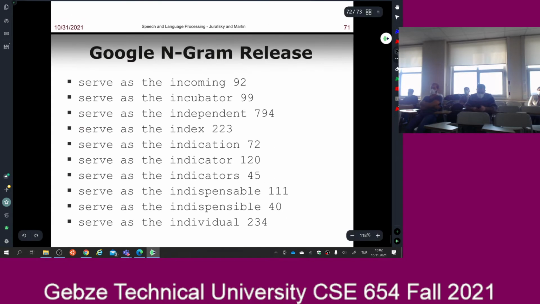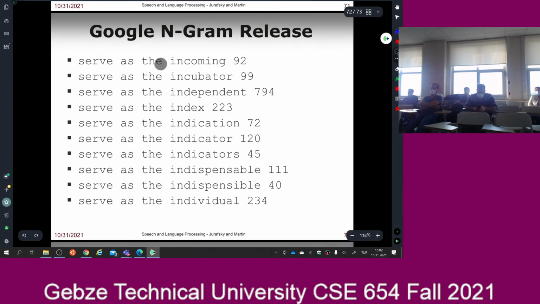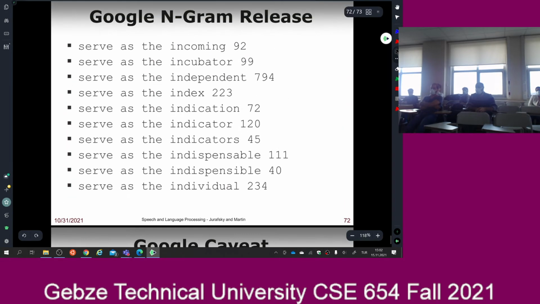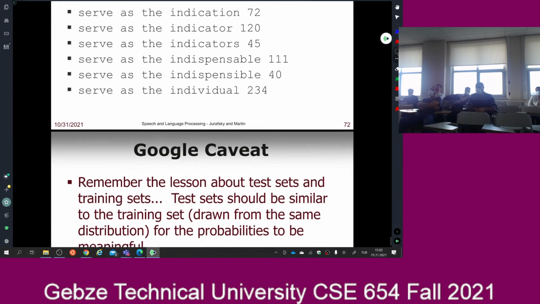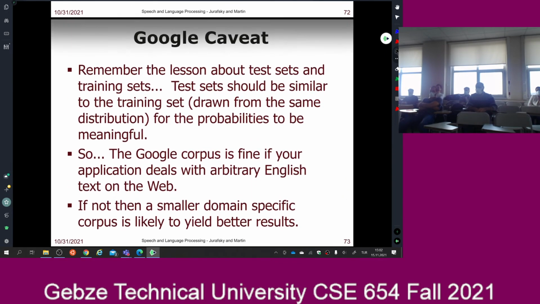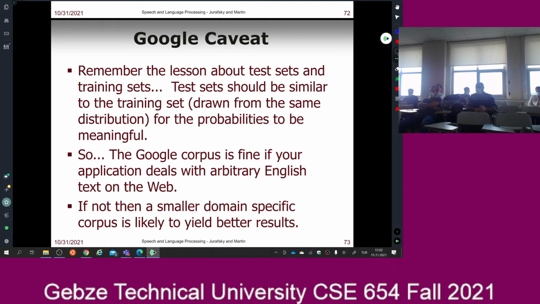Okay, and if you like to see, this 4 gram happened 92 times, serve as the incoming. And this one has happened 111 times, serve as the indispensable. Okay, this is what's happening, and there are 5 gram versions of this, of course. So this shows that this is a very strong, again, data set. But whatever it is, if something did not happen in the Google dataset, that doesn't mean that it's not going to happen.